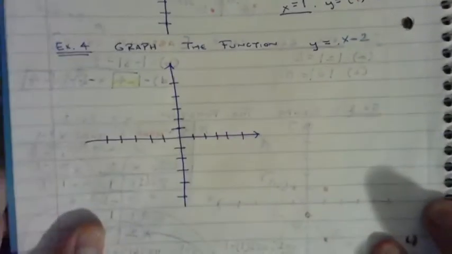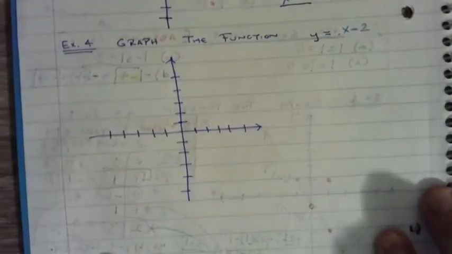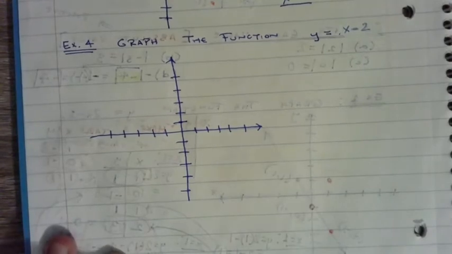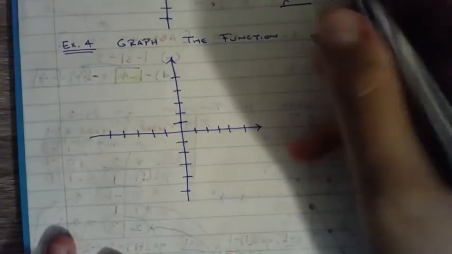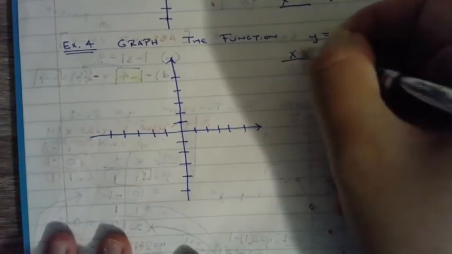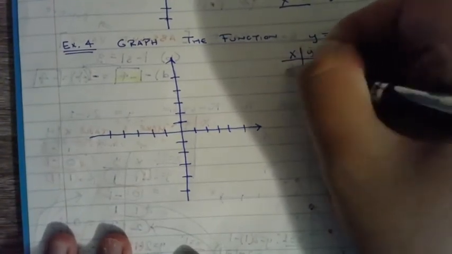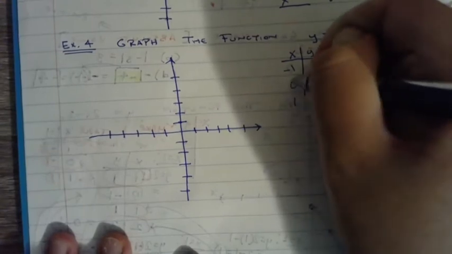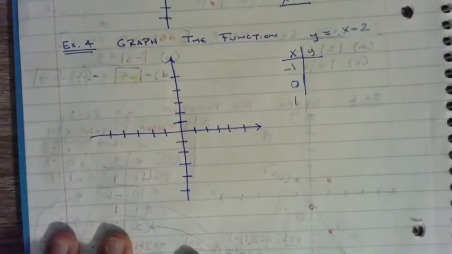Alright, last example. Draw this down right here, example 4. So graph the function y equals x minus 2, and we'll continue from there. Okay, now again we have to find our table. So again, I'm going to make it easy on myself. I'm going to start off and test out these values. I'm going to put -1, 0, and then 1.